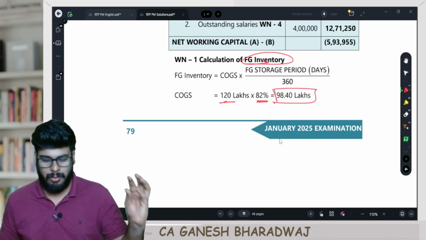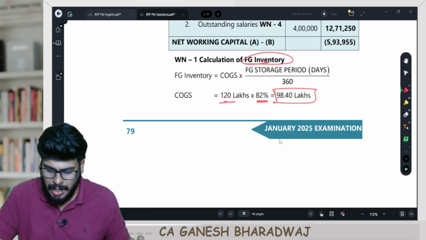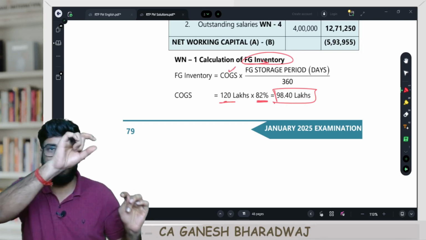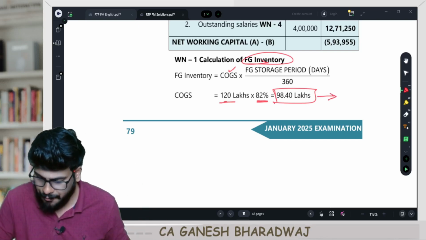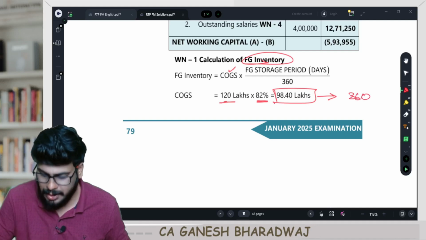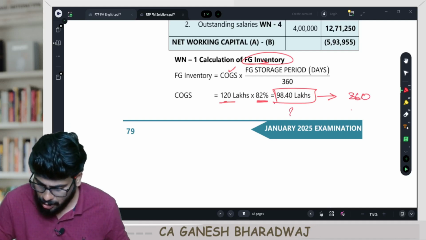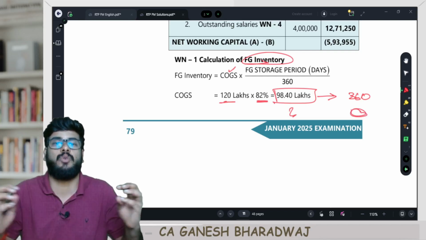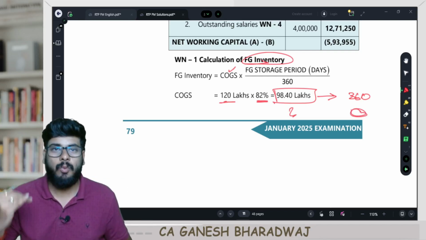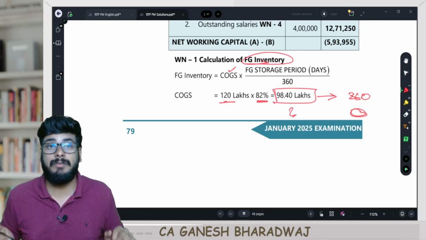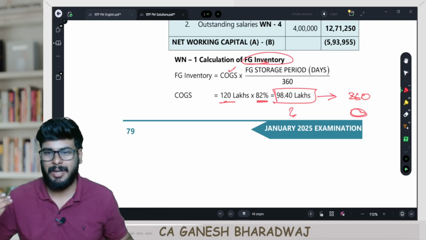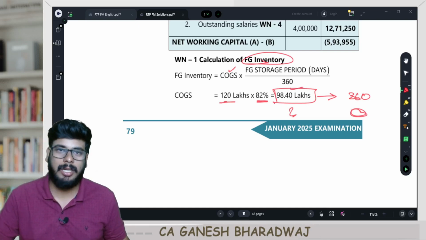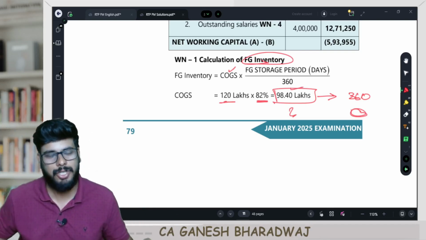Now what is going to be the respective FG inventory? It's going to be the cost of goods sold into the inventory holding period divided by 360, correct? Why? If 98.4 lakhs is the cost incurred for 360 days, how much will be the cost incurred for the respective FG storage period, inventory holding period? Now, what is the inventory holding period? It depends on which inventory you are holding. There are three different types of inventory. You have durable, semi-durable and perishable. Are you clear with this? You just need to calculate the figures here, because what gets blocked in my stock is going to be my cost of goods sold. Are you clear with this?